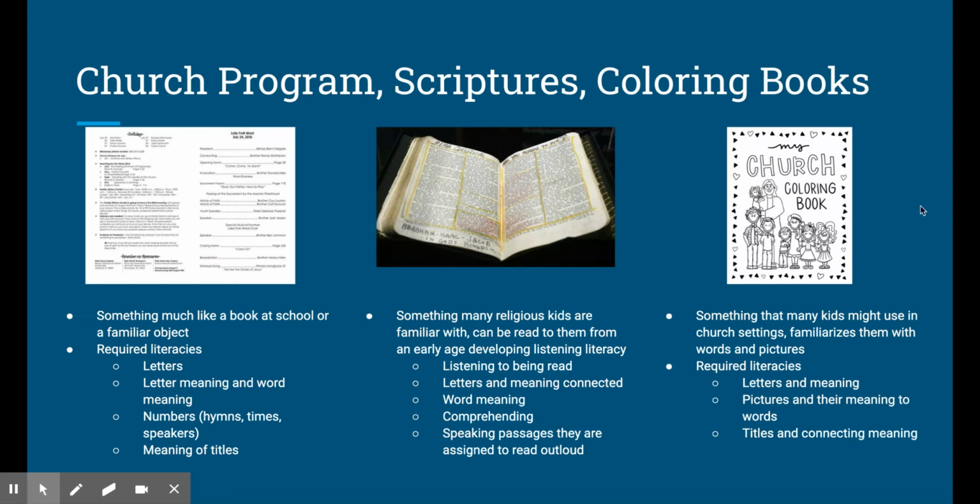Some more things that incorporate reading the text and reading the situation include the church program, the scriptures, and the coloring books. The church program is something that children are familiar with from the time they're little, as they pick it up when they walk into the sacrament meeting. Even though they're not able to read it, they become familiar with where things are placed and what they mean, and that what we're doing in the church service is written down on the piece of paper.